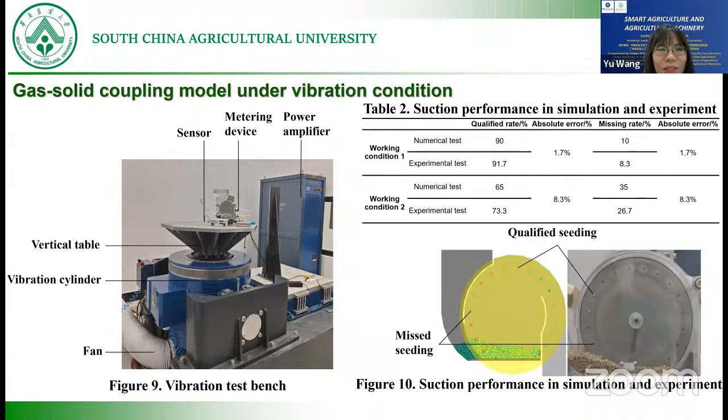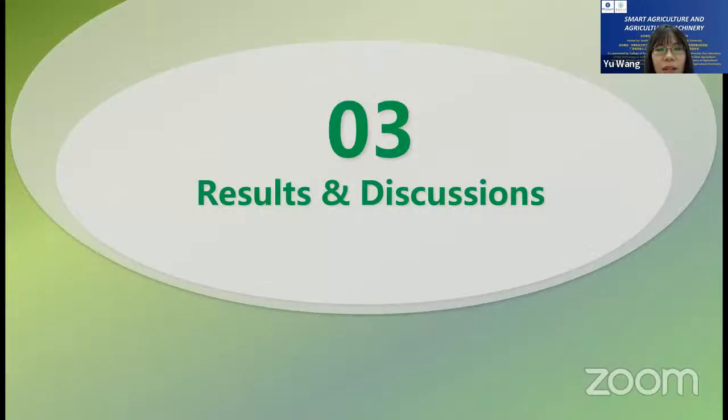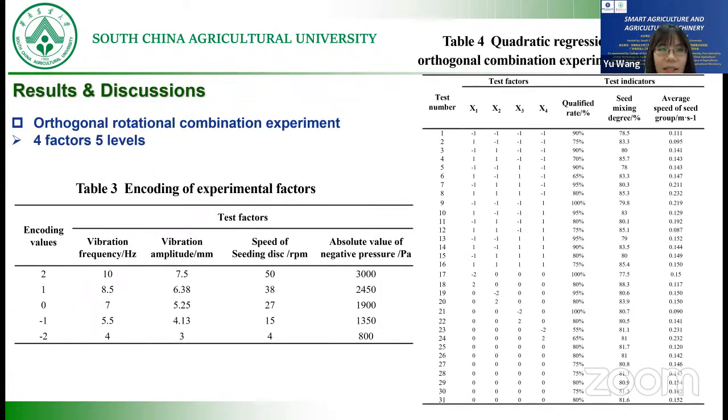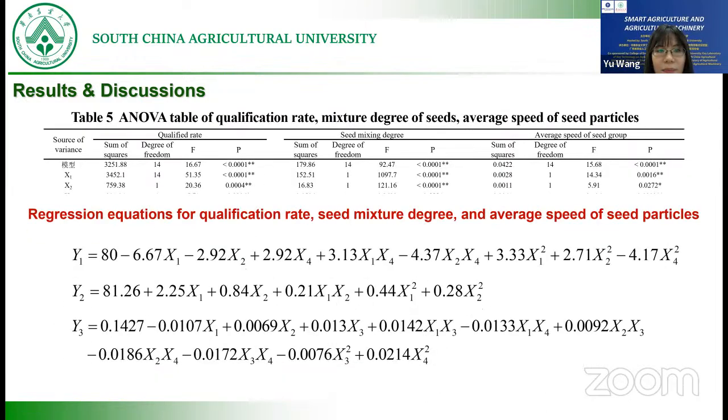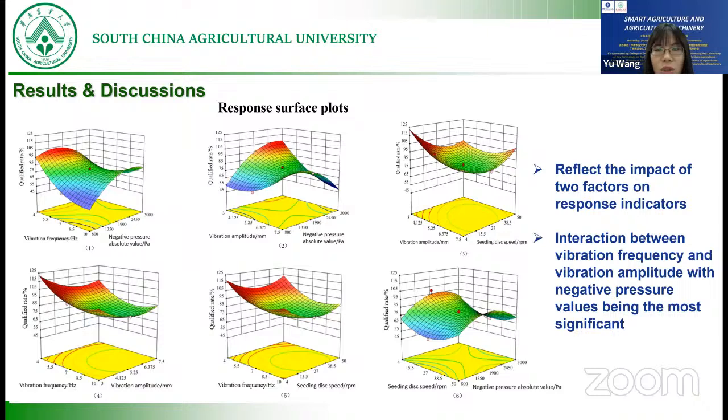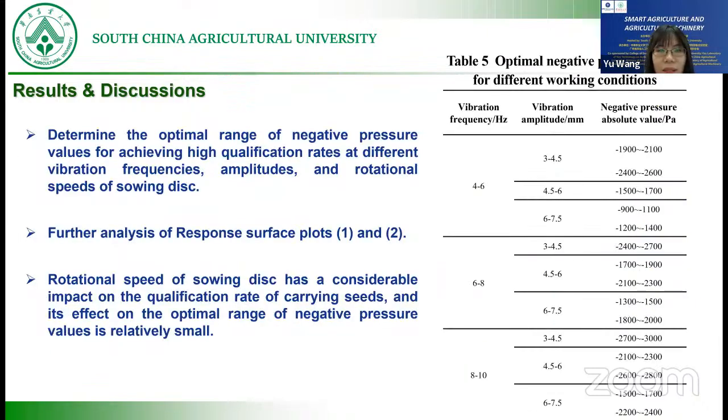And we have to do some verification of our model. With the model, we can now do lots of exercises and get lots of useful results. We try to analyze the most significant effects on the seeding performance. So we found that the frequency and the amplitude of vibration is the most significant issue. So we use an analysis method to figure out, under different vibration conditions, what kinds of negative pressure value should be set to maintain the precision seeding.